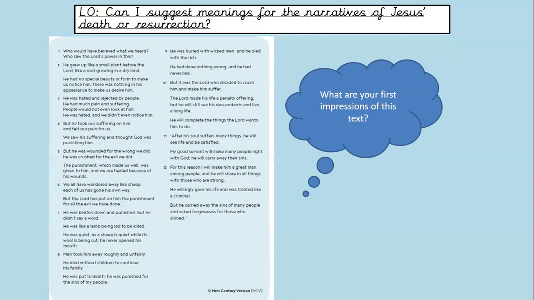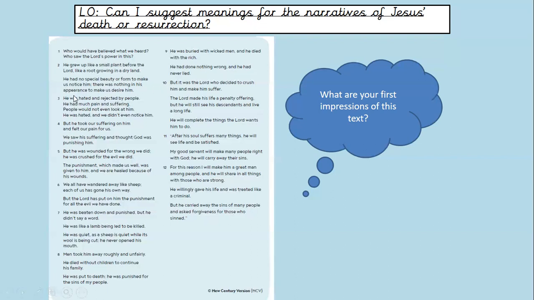So I'm going to start with number 1. You can read along with me. Who would have believed what we heard? Who saw the Lord's power in this? He grew up like a small plant before the Lord. Yeah, so what do you think about that? Why have they compared him with a plant? Like a root growing in dry land. He had no special beauty or form to make us notice him. There was nothing in his appearance to make us desire him.